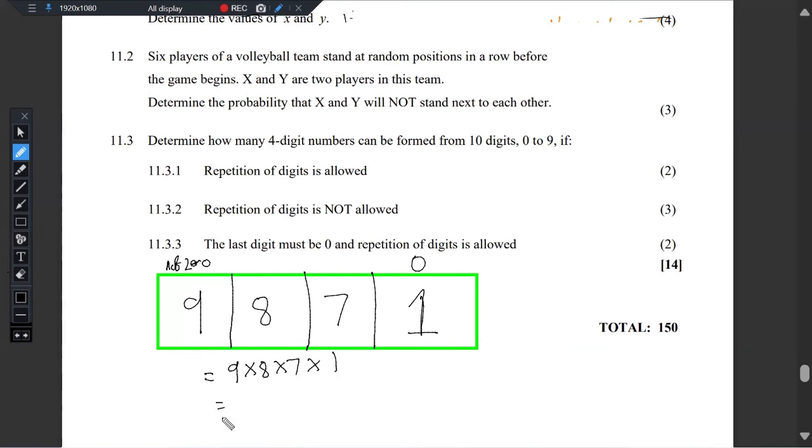And then let's find the value. So you grab your calculator. That's 9 times 8 times 7 times 1. And then we find our value as 504, right? So that's 504. That means we can only have 504 four-digit numbers with that condition, right? And that's how you were supposed to tackle that question, all for a total of 14 marks, right?